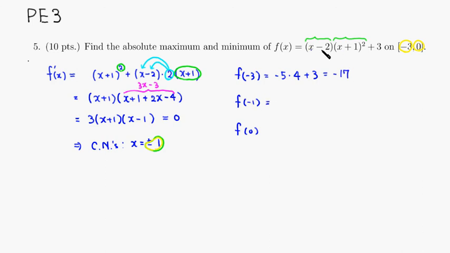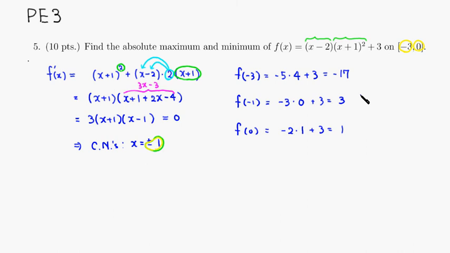If you plug in negative 1, negative 1 minus 2 is negative 3, then multiply by negative 1 plus 1, which is actually 0. 0 squared is 0, so plus 3 is, of course, just 3. And if you plug in 0, we have negative 2 times 1 squared, so that's 1, plus 3. It's going to be negative 2 plus 3, so it's positive 1.